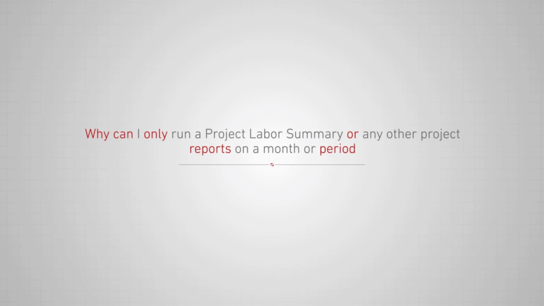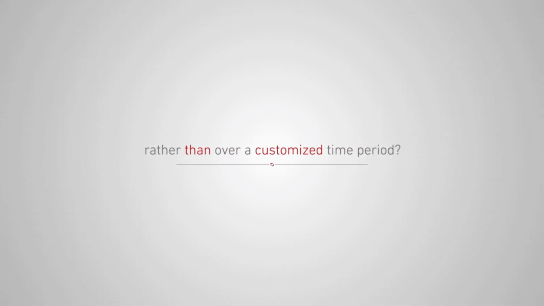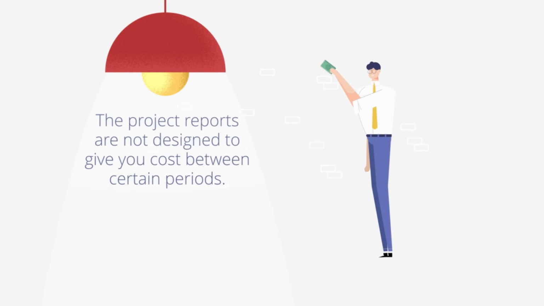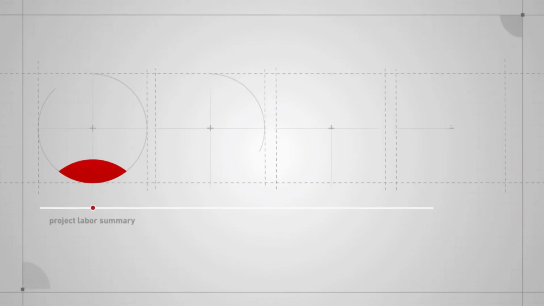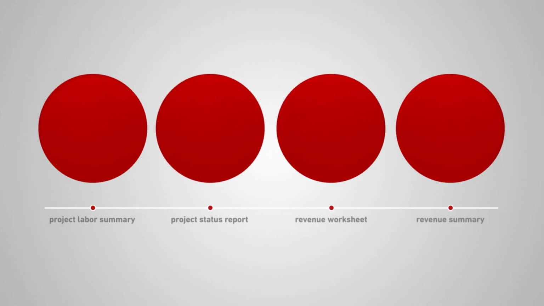Why can I only run a project labor summary or any other project reports on a month or period rather than over a customized time period? The project reports are not designed to give you cost between certain time periods. The project labor summary, project status report, revenue worksheet, revenue summary, and other project reports are designed to give you information at a certain period in time. This is because of the programming behind those reports.